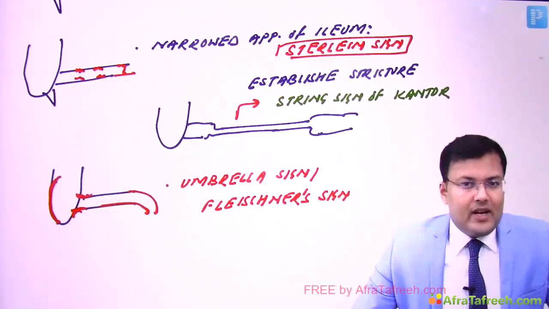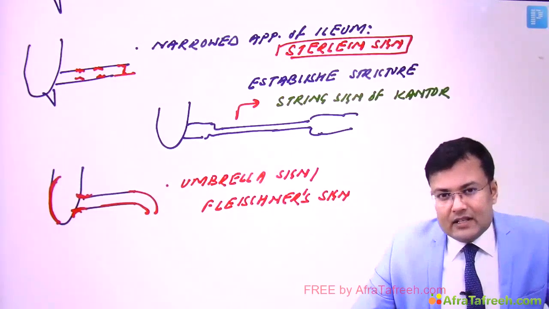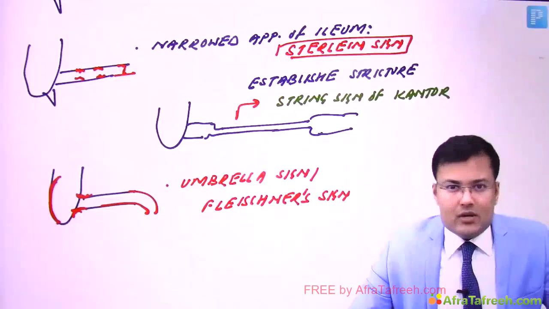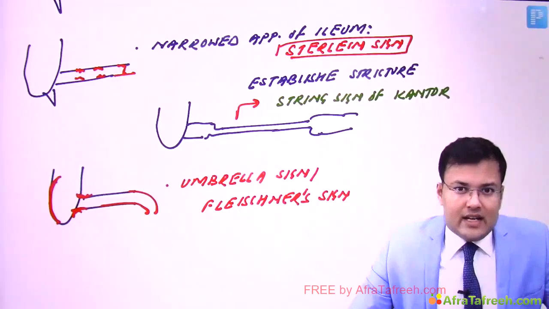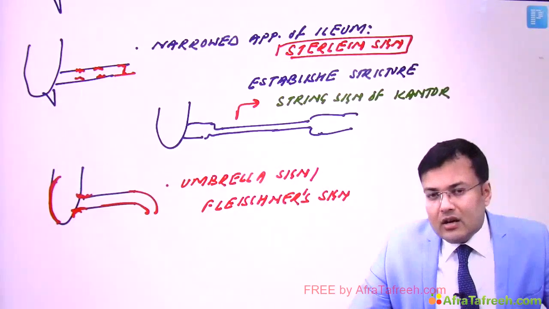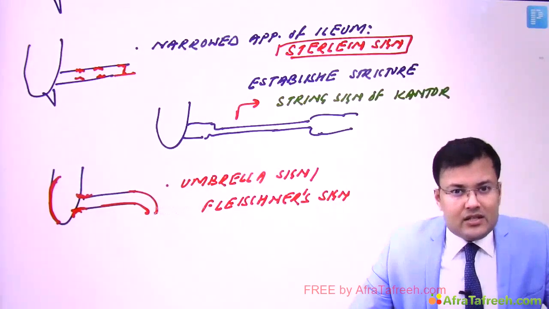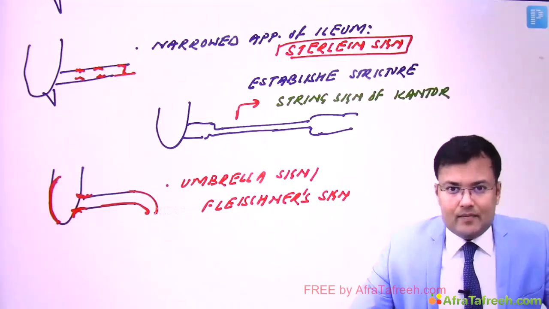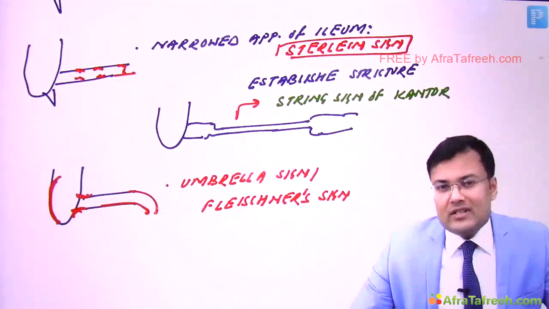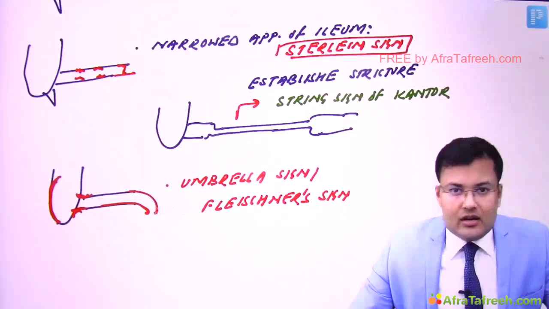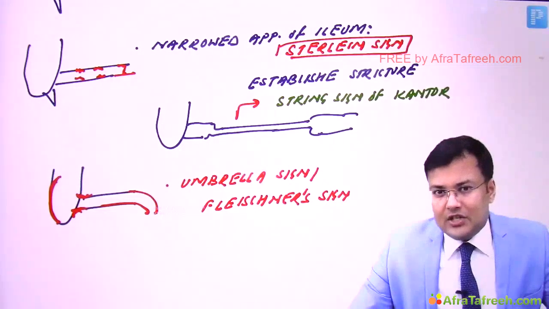Now see, in any patient in whom there is an ulcer in the ileum and the ileum becomes hyperirritable, there is a narrowed appearance of the ileum. So Sterling sign can be seen. And you know that in Crohn's disease there are ulcers in the terminal ileum. So Sterling sign can be seen. Second, in any situation in which there is an established stricture in the terminal ileum, you can find string sign of Cantor. The same story happens with Crohn's disease, that in Crohn's disease there is an established stricture in the ileum.